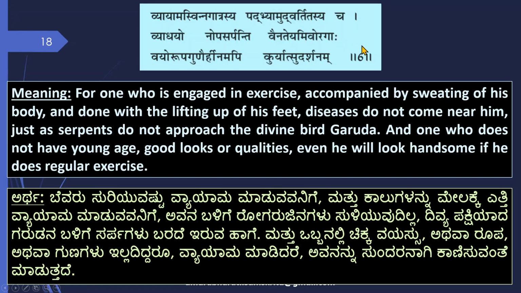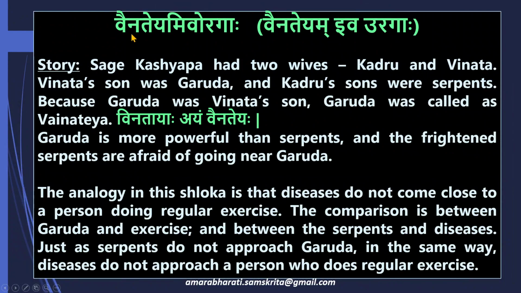What is the meaning of this? We see next. Vainateyam iva uragaha. There is a story. Sage Kashyapa had 2 wives, Kadru and Vinata. Vinata's son was Garuda, and Kadru's sons were the serpents. Because Garuda was Vinata's son, Garuda was called Vainateya. Vinatayaha ayam Vainateyaha. Garuda is more powerful than the serpents, and the frightened serpents are afraid of going near Garuda.